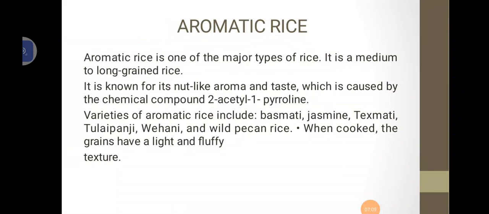Aromatic rice. Aromatic rice is one of the major types of rice. It is medium to long grain rice. It is known for its nutty aroma and taste, which is caused by the chemical component 2-acetyl-1-pyrroline. Varieties of aromatic rice include basmati, jasmine, texmati, tolepanji, etc. When cooked, the grains have a light and fluffy texture.